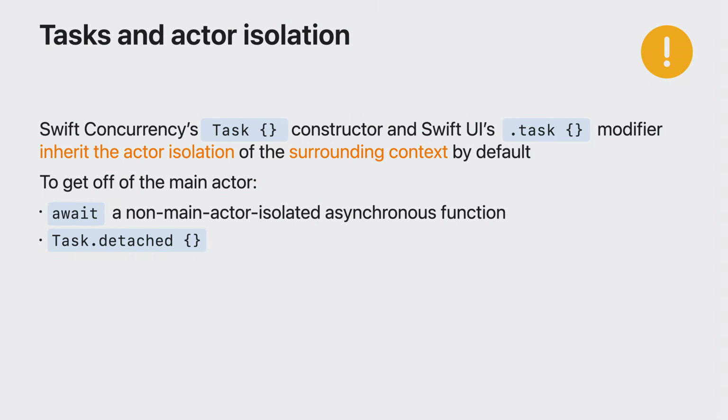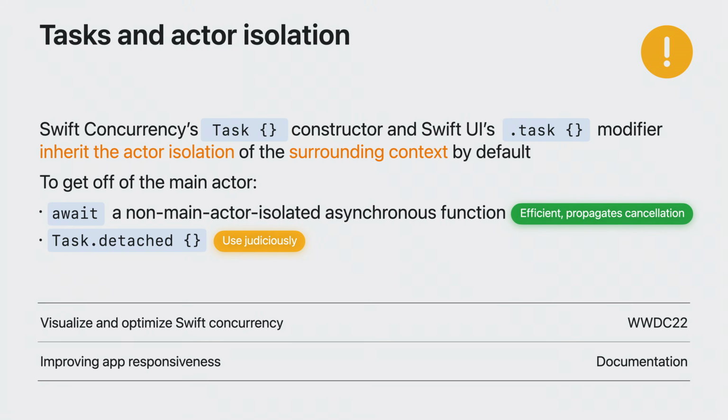Then you can explicitly detach the task from the surrounding actor context by using task detached. But it is a heavy-handed approach, and creating a separate task is more expensive than simply suspending an existing one. SwiftUI will also automatically cancel the task created via the task modifier when the corresponding view disappears. But this cancellation will not propagate to a new unstructured task like task detached. To learn more, check out Visualize and Optimize Swift Concurrency from WWDC23 and our documentation on improving app responsiveness.